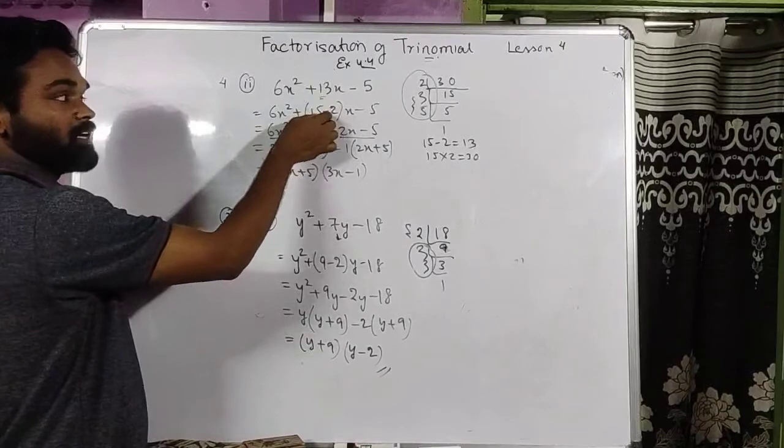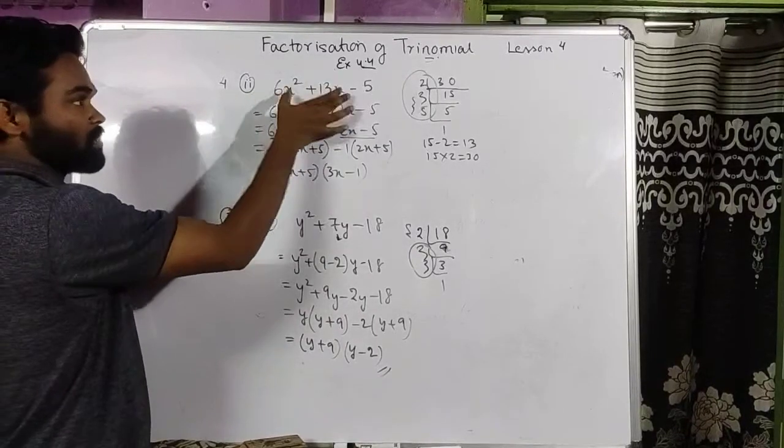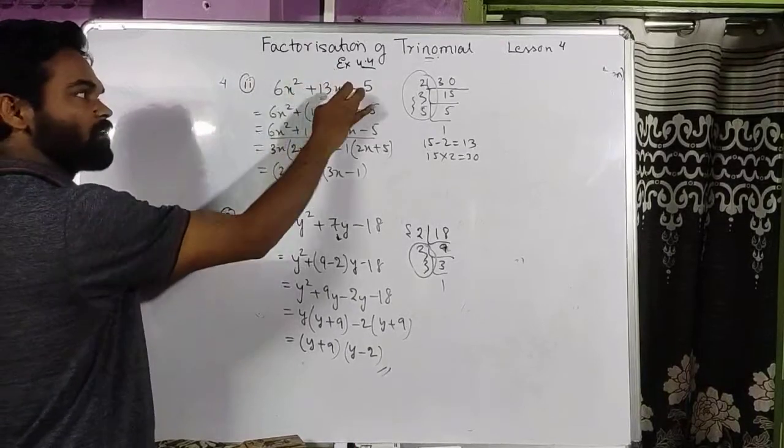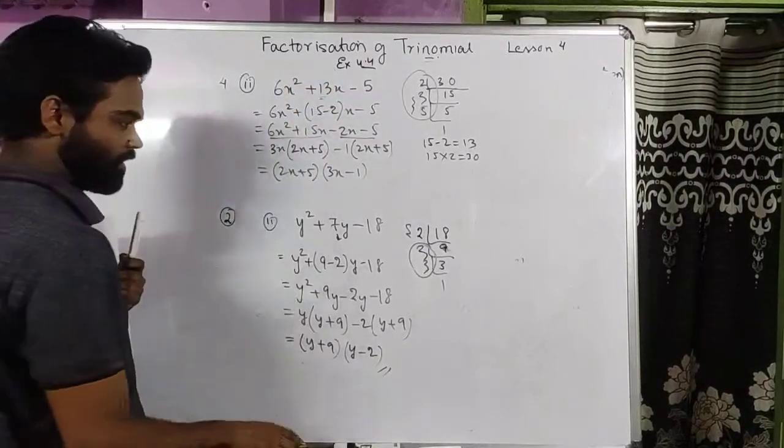This will be expressed as a difference of two numbers. Why? Because you see a negative sign over here. If both are positive, sum. If one of them is negative, there will be a difference.